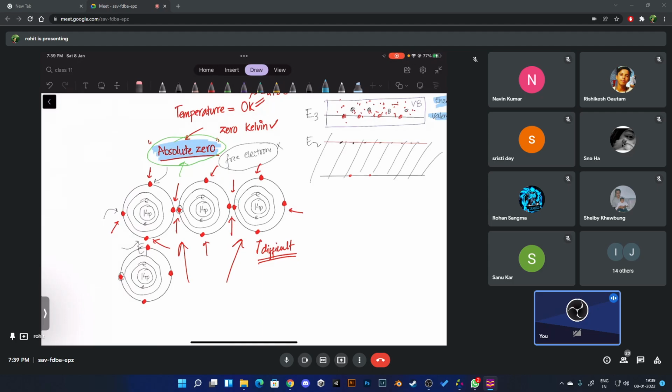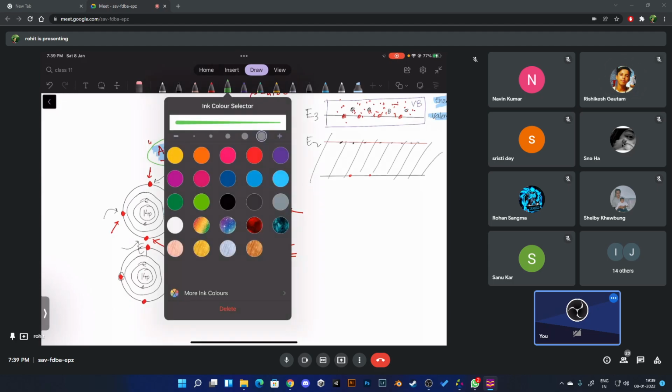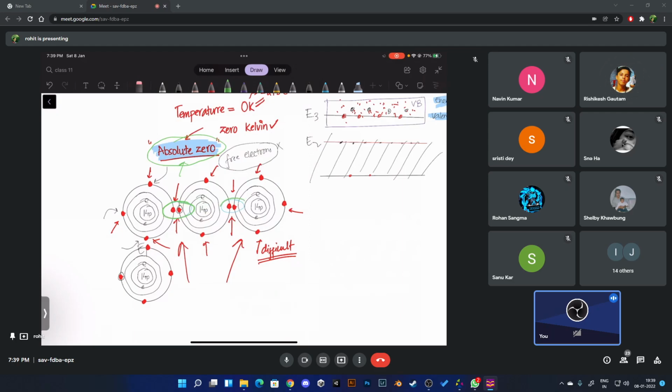What are they forming here? Bonds. What bonds do we call them? Covalent. Very good. Covalent bond. Do you agree with this, guys? They share electrons, no? I'll draw it properly. So this is the picture right now.